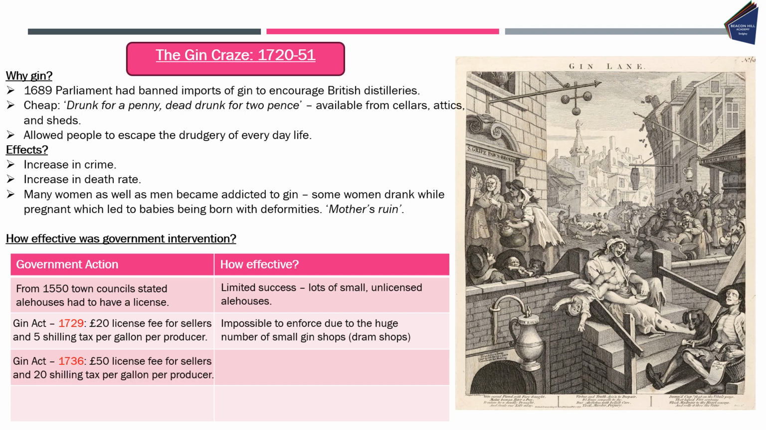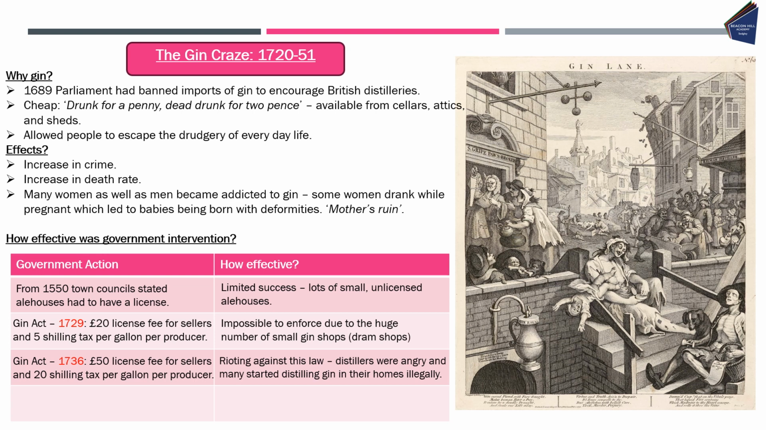We then have the Gin Act of 1736, which increased the licence fee for sellers to £50 and introduced a 20-shilling tax, which is approximately £1 in today's money, per gallon per producer. So the money is being increased in the hope that that would deter people from producing as much. Despite this, we see a really negative reaction from the public. There was rioting against these laws, distillers were angry because it was limiting the amount of money that they could make, and many people simply started distilling gin in their homes illegally. So again, not a successful law.